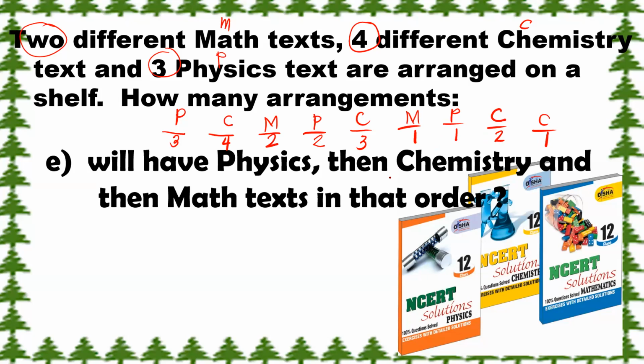Or simply, if we are going to write this in permutation notation, dito muna tayo sa physics: permutation of 3 taken 3 at a time, or 3 factorial. Yung isa naman is the chem: permutation of 4 taken 4 at a time, or 4 factorial. Next is the math: permutation of 2 taken 2 at a time, and that's 2 factorial. So what will be their product? 288.